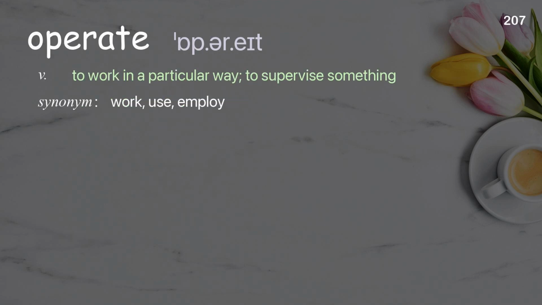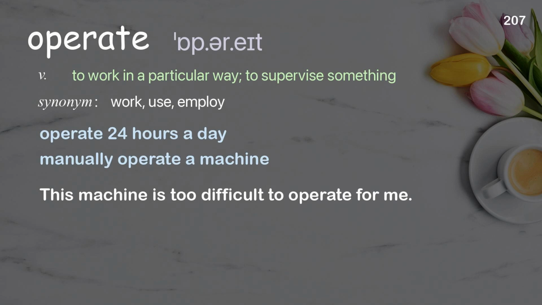Operate. To work in a particular way, to supervise something. Examples: Operate 24 hours a day. Manually operate a machine. This machine is too difficult to operate for me.